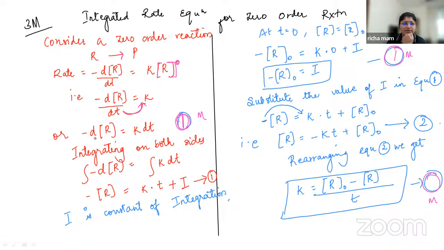What is the next step? We are integrating this on both the sides. So we are doing integration on both sides of this equation. So we get integration of minus dR is equal to integration of K into dt. So after integrating, what will we get?